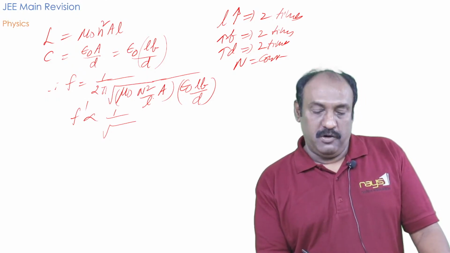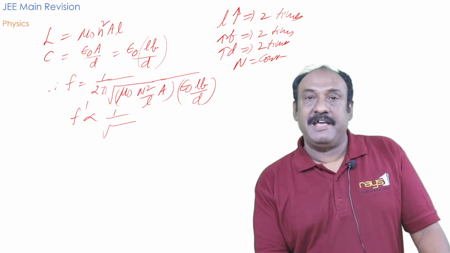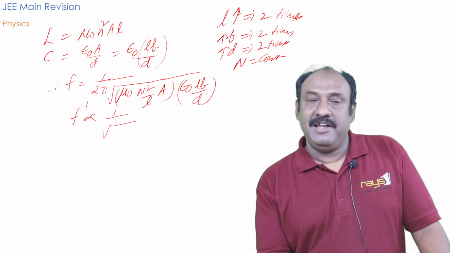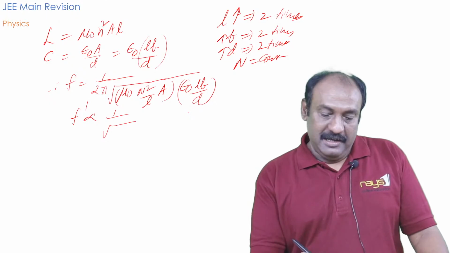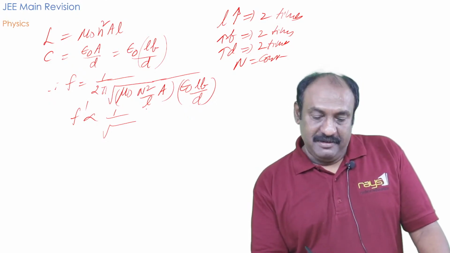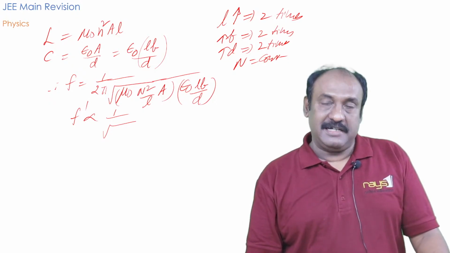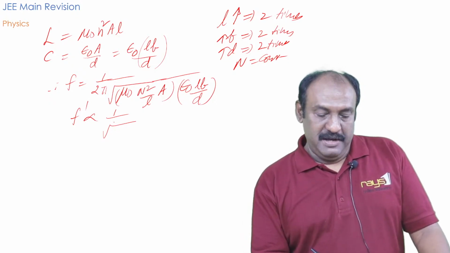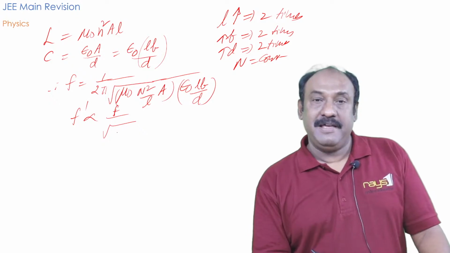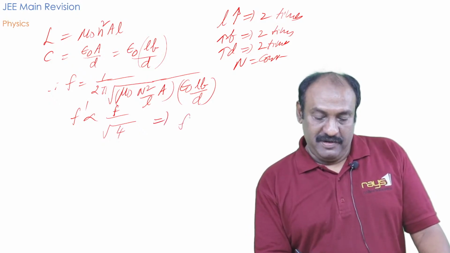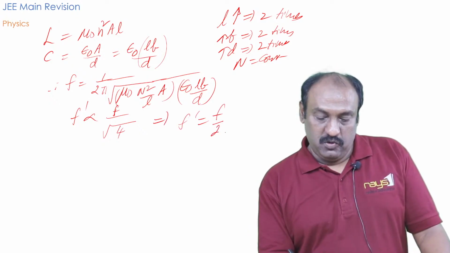value increases by 4 times, this D value increases by 2 times. Out of this we get 2 into 2, it is 8 times by 4 times. So 4 is taken to numerator, then we get 1 by 4 times. So 1 by 4 times, that is F naught by 4 times. So therefore frequency becomes F by 2 times.